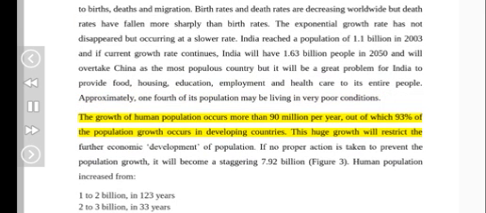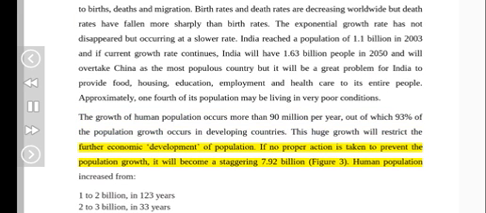The growth of the human population is more than 90 million per year, out of which 93% of the population growth occurs in developing countries. This huge growth will restrict further economic development. If no proper action is taken to prevent population growth, it will become a staggering 7.92 billion.